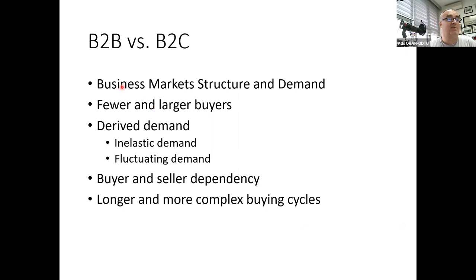Consider the structure of the market. How many competitors do you have? What kind of products do they have? How many companies are there which are demanding, which are buying from this market? What type of things do they have?